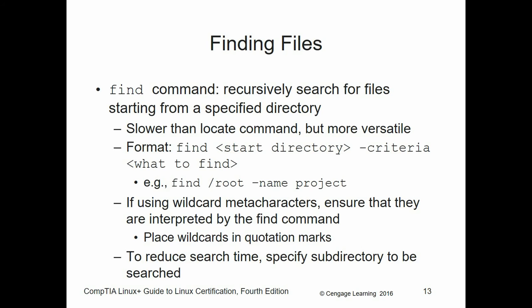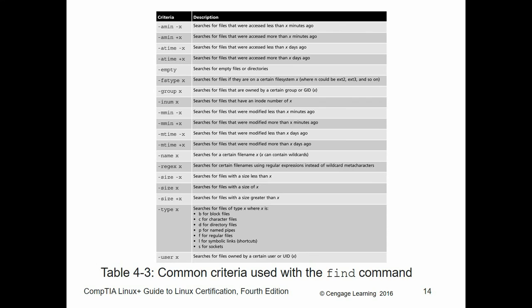The find command searches for files starting from a specific directory. It is slower than the locate command, but more versatile in format, and this is how you want to find something. If you're using wildcard metacharacters, ensure that they are interpreted by the find command. To reduce search time, specify the subdirectory to be searched. And these are the find command options.